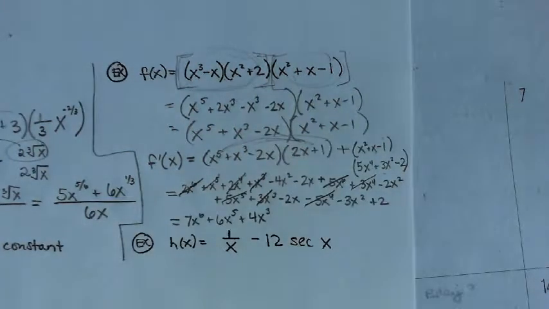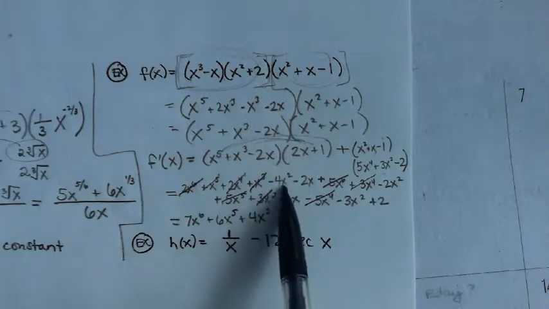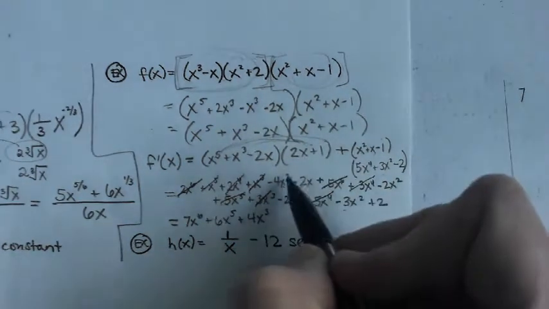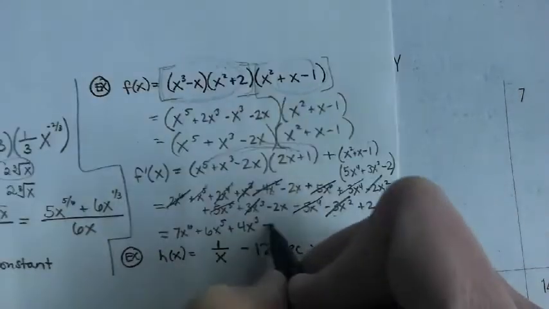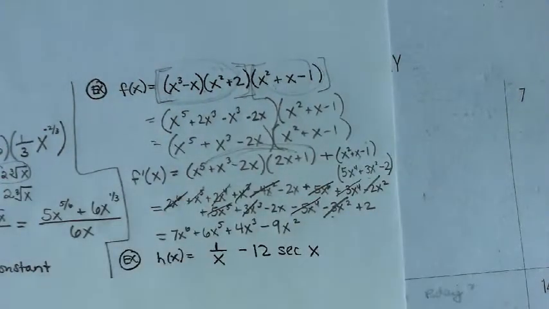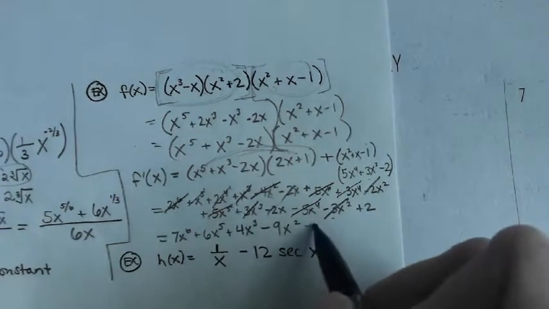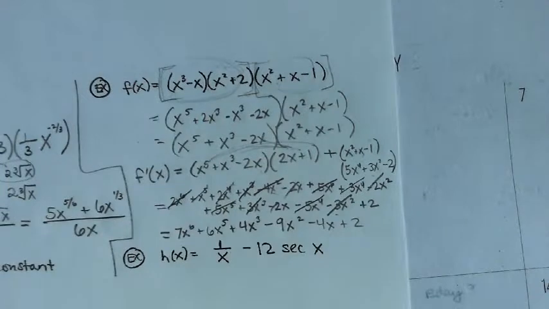I'm just crossing them out as I account for them so I can tell if I missed anything. Minus 4x squared minus 2x squared is minus 6x squared. Minus 3 more is minus 9x squared. Minus 2x minus another 2x is minus 4x plus 2. Ugh.